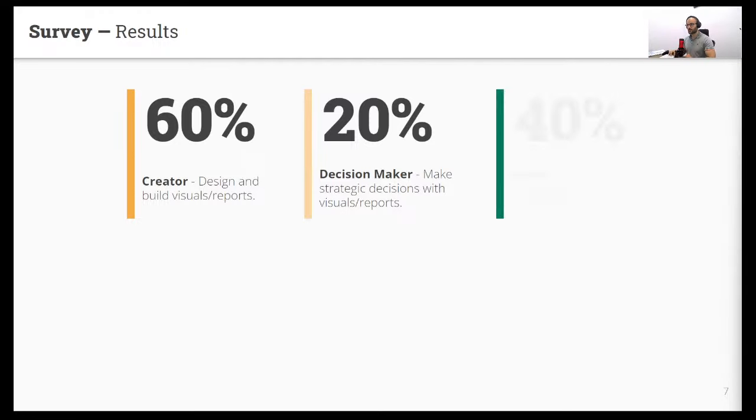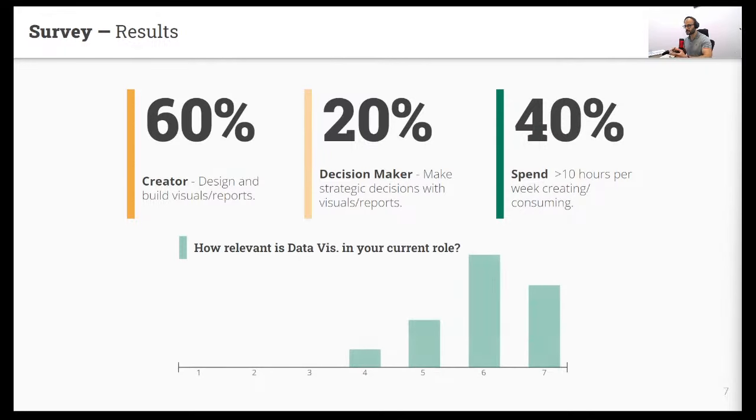But 40% of them spend more than 10 hours creating and consuming the reports, which means that if you are spending this much time to either create or consume BI reports, you have to somehow create effective reports to both save some time, some headache for the end users, and so on. So when we asked them how relevant is data visualization in your role, most of them said 4 and above.